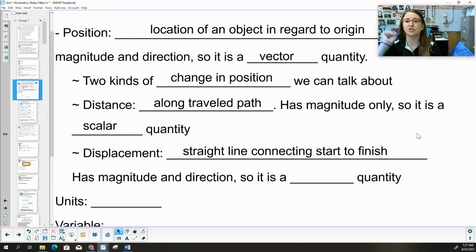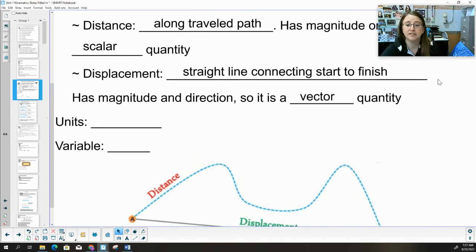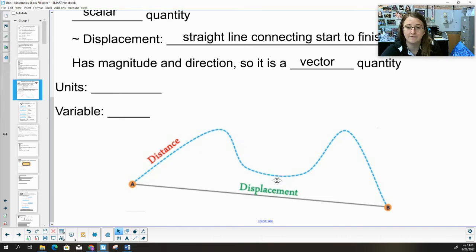Displacement, however, is a straight line connecting your start to your finish, and it does have magnitude and direction, so it is a vector quantity. What that means is, again, you can see the picture here. This is distance, maybe 500 miles. Don't know where, though. 500 miles could be there, could be there, could be there. There's no direction with it. But displacement is specifically a straight line from A to B. That's the direction. And again, we're going to talk more about this in class.